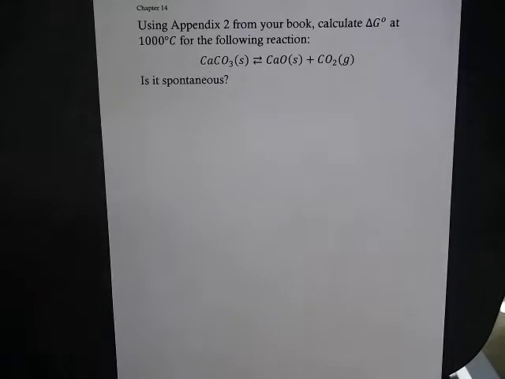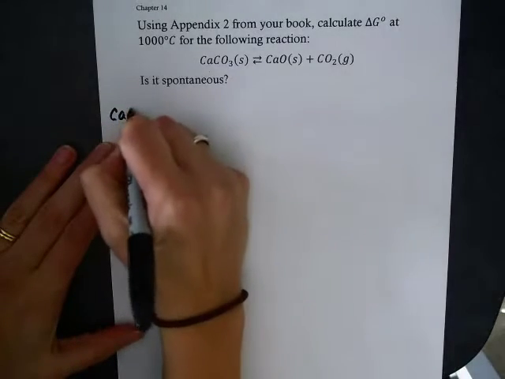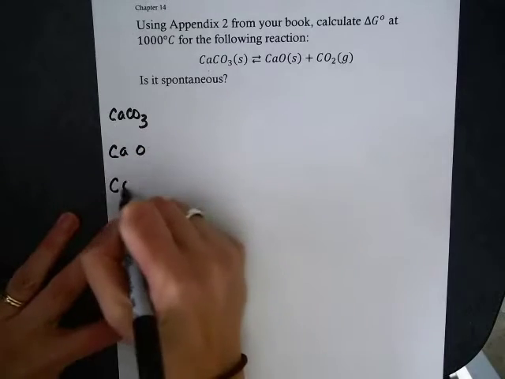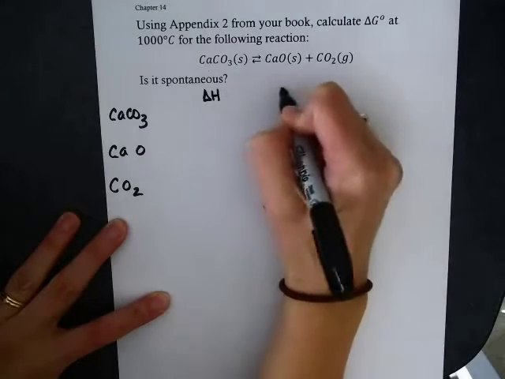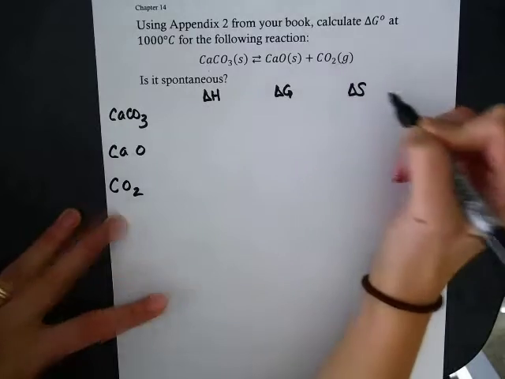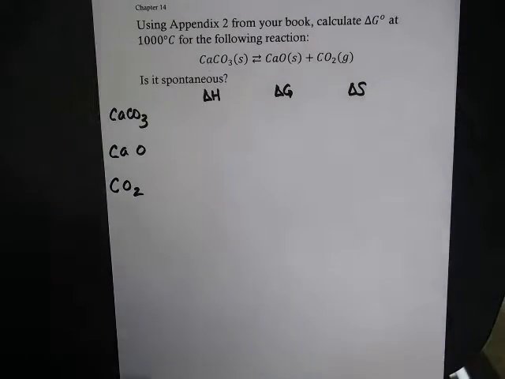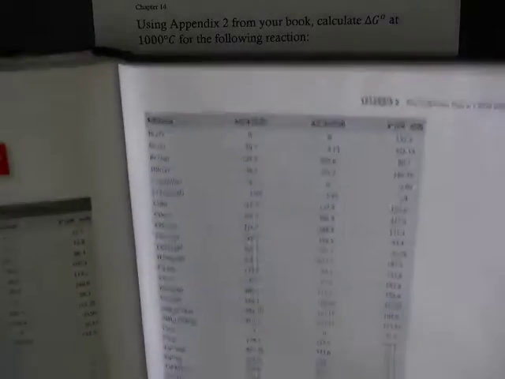Right, use Appendix 2 to calculate delta G at 1000 degrees Celsius for the following reaction, and is it spontaneous? So I'm going to need to pull out my book and get some numbers, but I'm not only going to need my delta G, and in fact, I'm not even going to need my delta G from the appendix of my book. I'm just going to write them all down because why not?